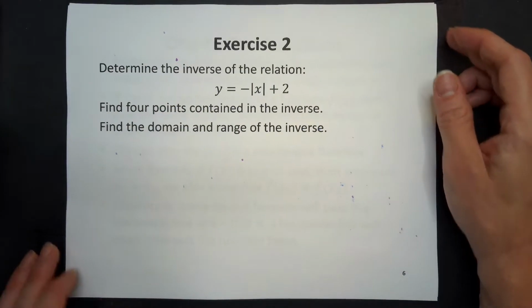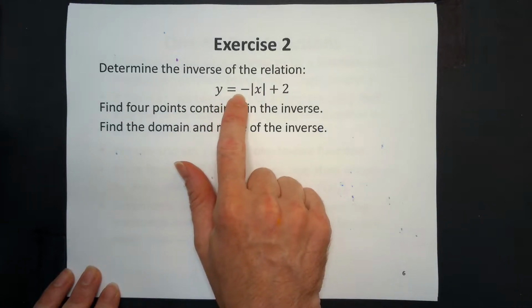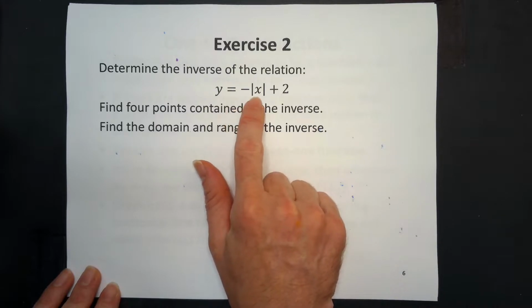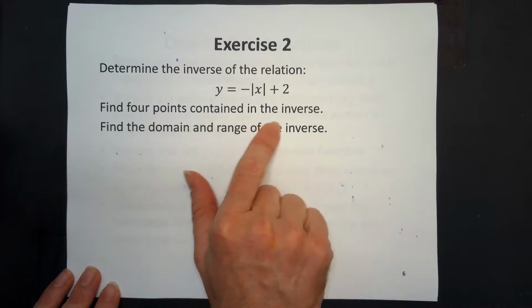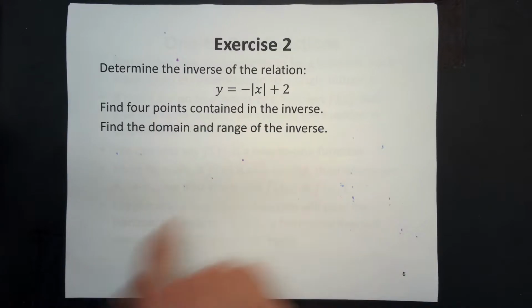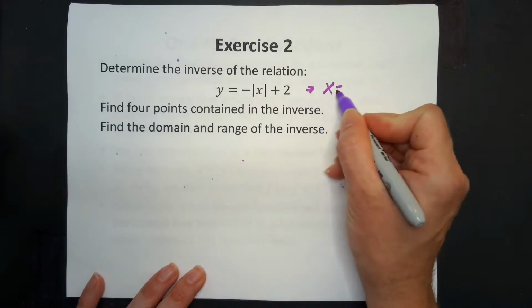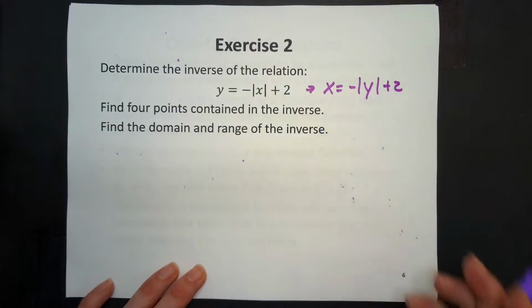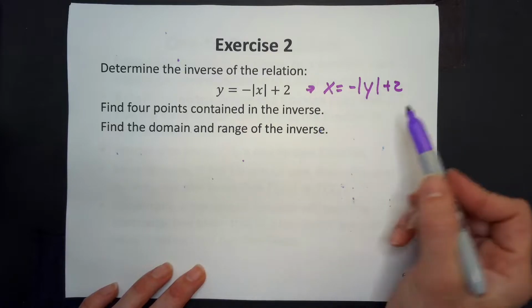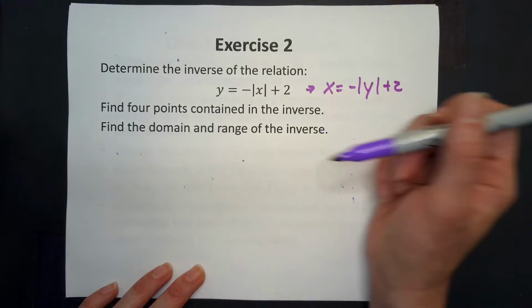Next it says determine the inverse of the relation where we have y equals negative absolute value of x plus 2. And it says find 4 points contained in the inverse, find the domain and the range of the inverse. So the easiest way to do this question is just switch your x and your y's. So I'm going to say x equals negative absolute value of y plus 2. So I've found the inverse, right? But it's in terms of x and y. And normally we're used to plugging in for x and solving for y. That's just how our brains work.